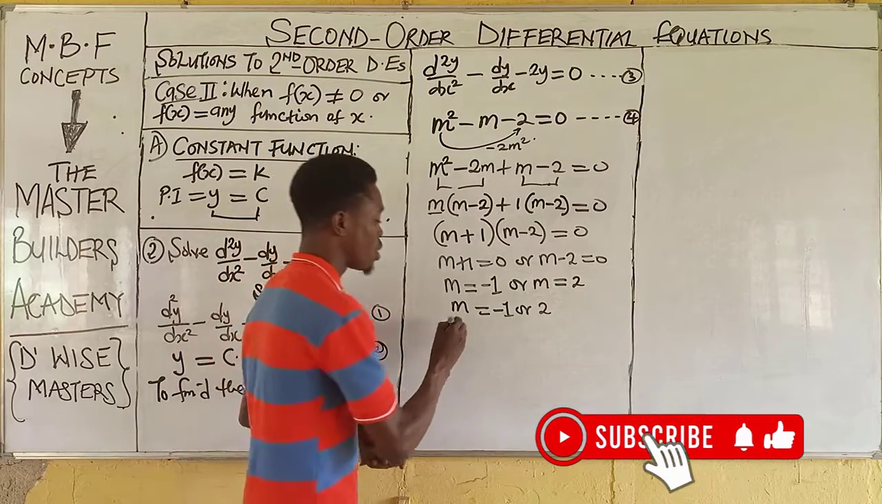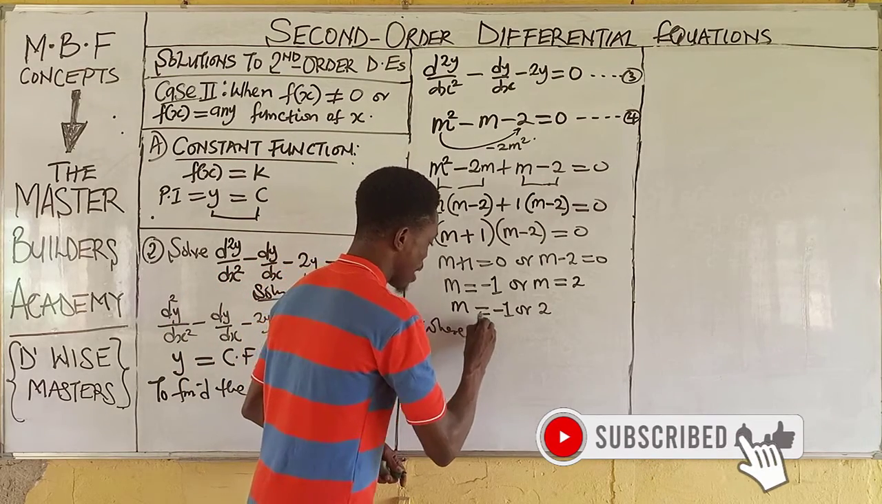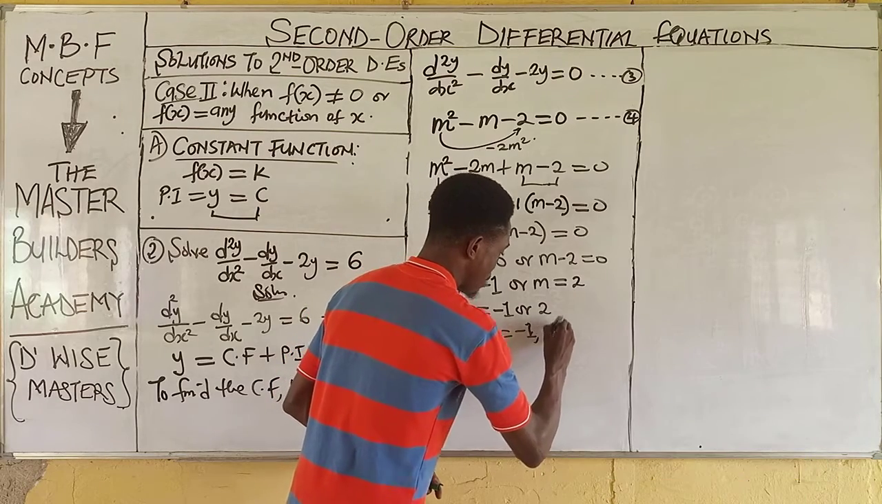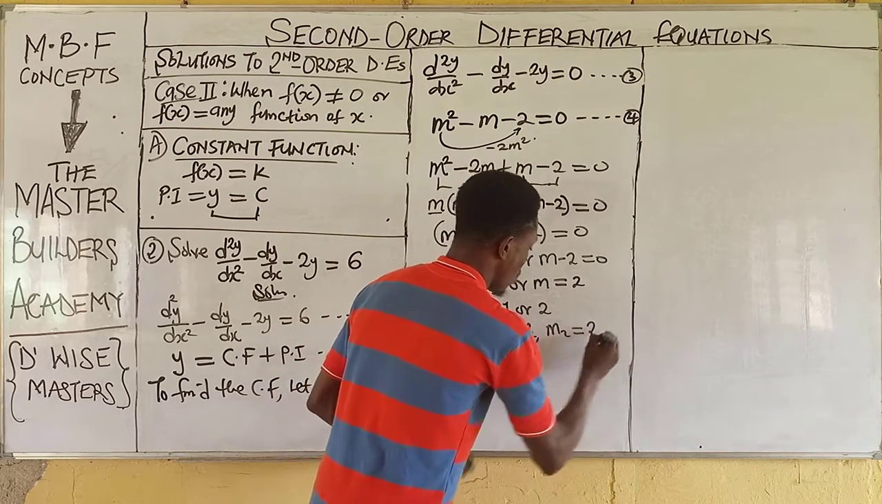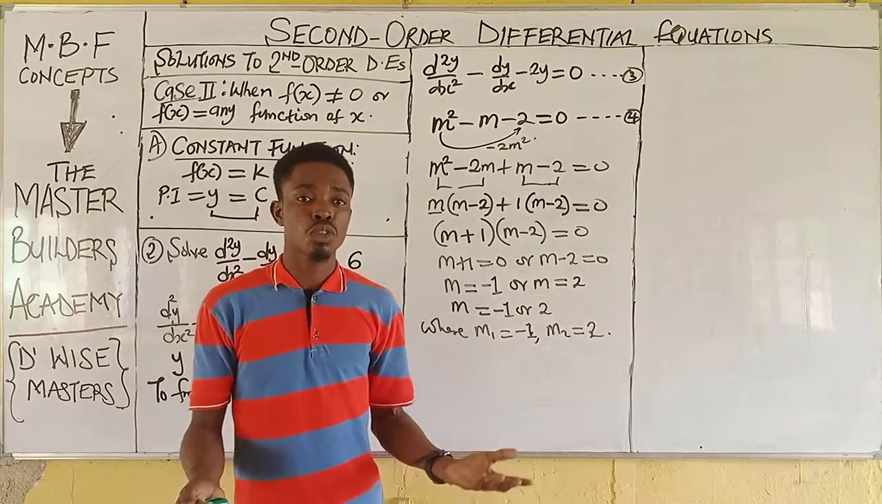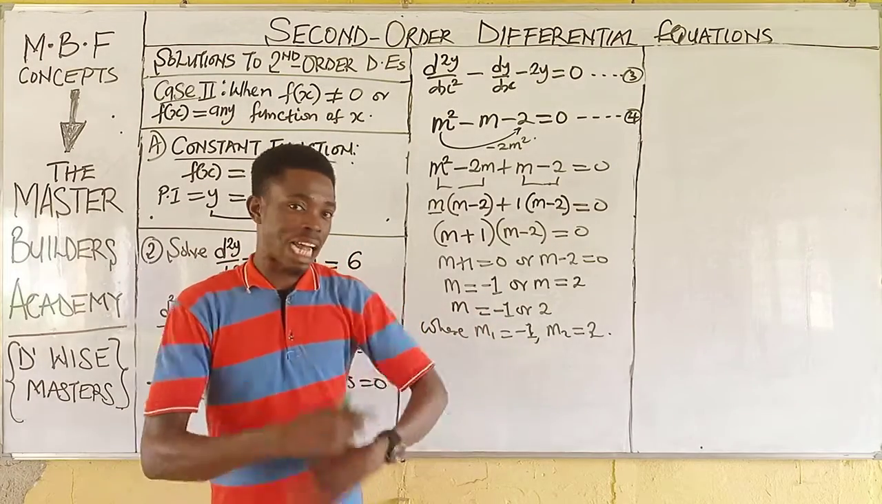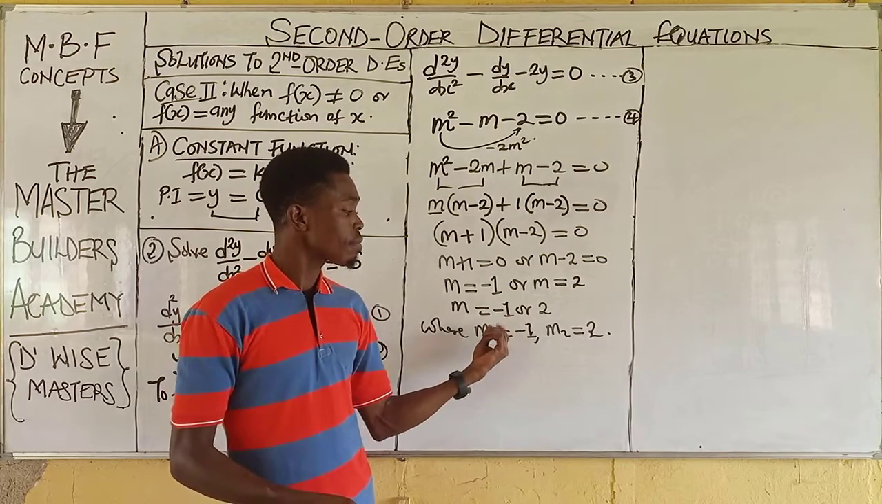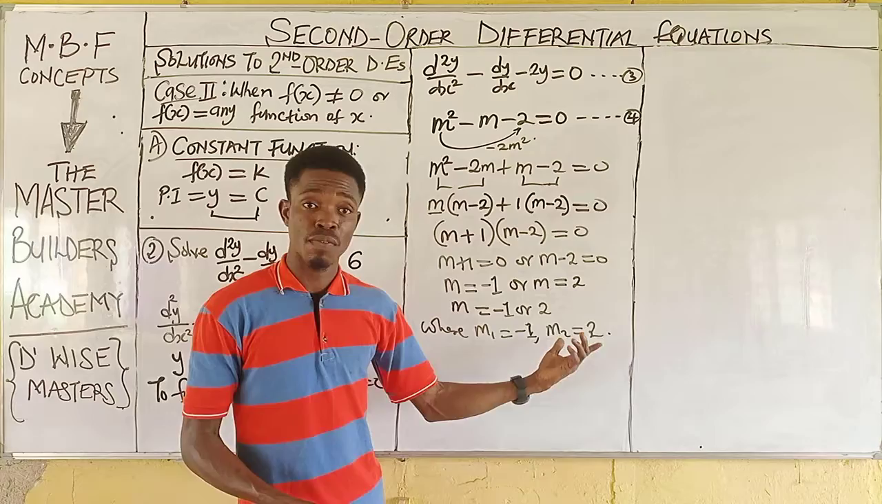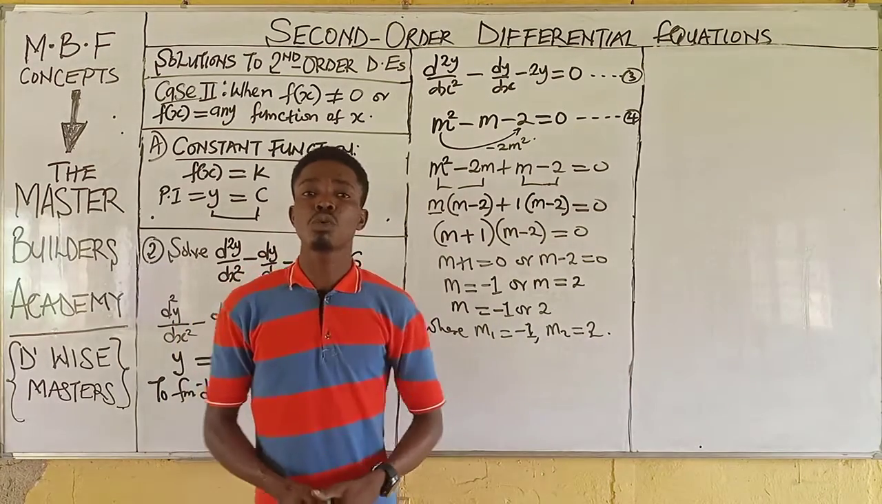With what we have here now, we therefore have that m1 is equal to minus 1 and m2 is equal to 2. Why are we separating it? Because we have real but different roots. So therefore, since they are real and are different, then we'll group them. Then we'll take m1 as the first value, then take m2 as the second value. Now, when you have two m's, which equation do you use?